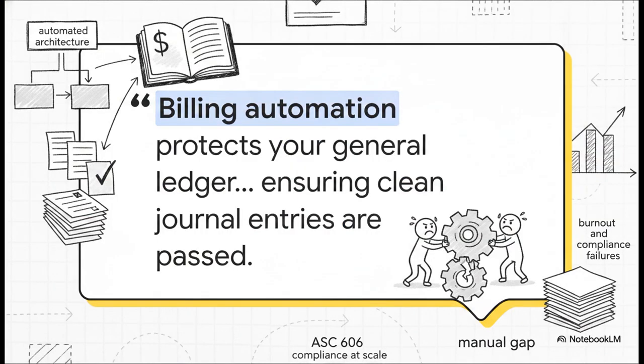As our sources strongly emphasize, implementing this automated architecture isn't just a nice-to-have anymore. It's what actually makes ASC 606 compliance possible at scale. Without it, you're literally forcing your finance team to manually bridge the gap between really dynamic customer behavior and those super strict accounting laws. And that inevitably leads to extreme burnout and, worse, major compliance failures.